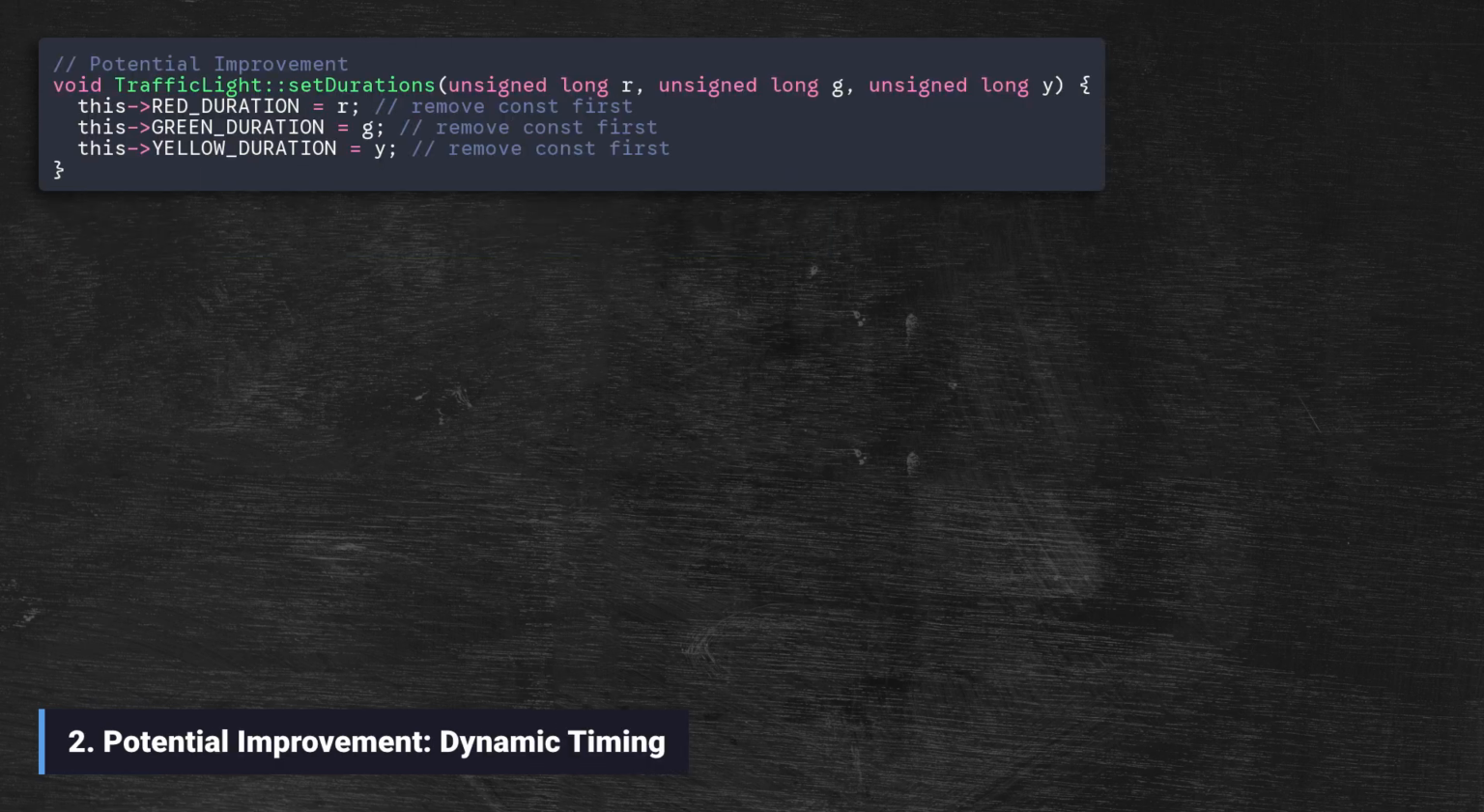Currently, our durations like red duration are hard-coded constants. A great improvement would be to add setter methods, similar to the setRate method we built for the LED blinker. This would allow you to change the traffic flow speed based on time of day or traffic density sensors.